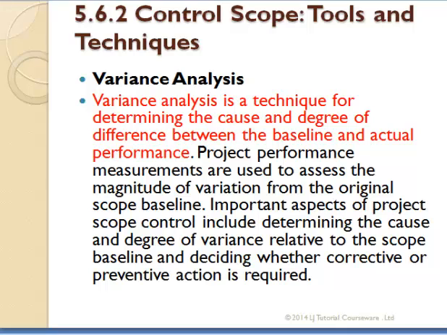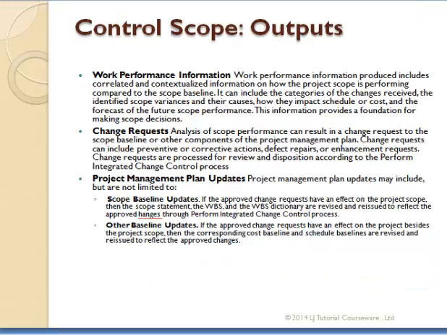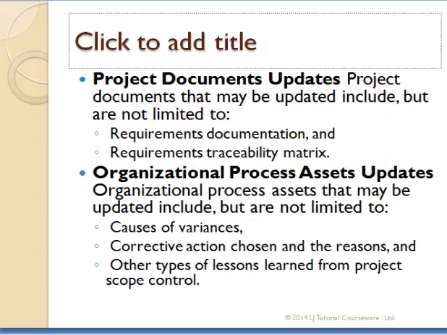Then also we look at the output. We should be able to generate some work performance information. We also should be able to make some change requests. Now, we build on our work performance data to get work performance information. From this information, we can make change requests. We also can have project management plan updates and also update some project documents. Then also update some OPAs. That is all for project scope management.